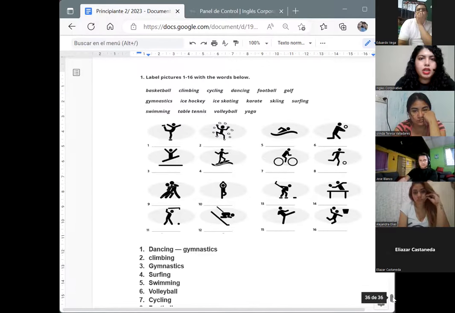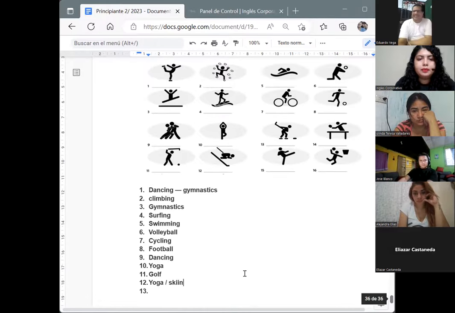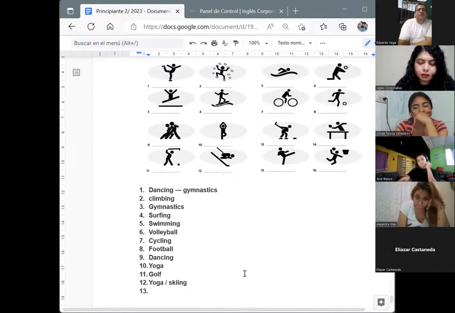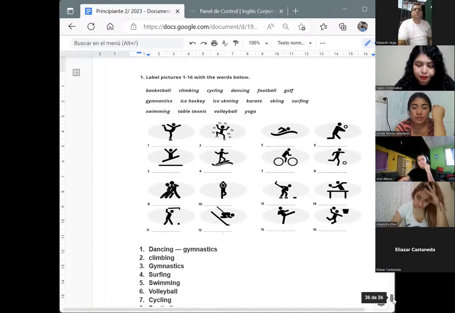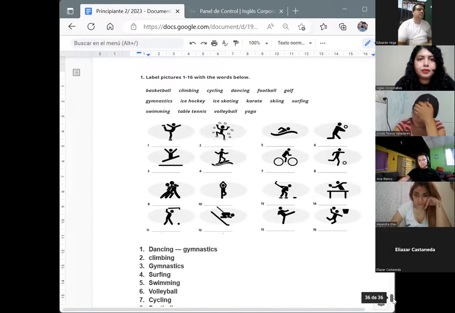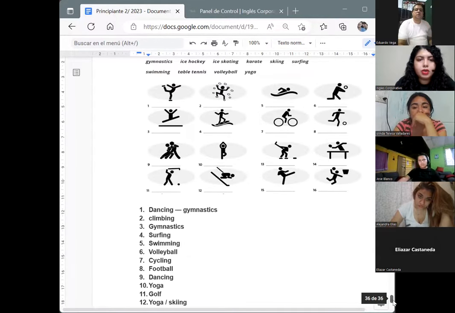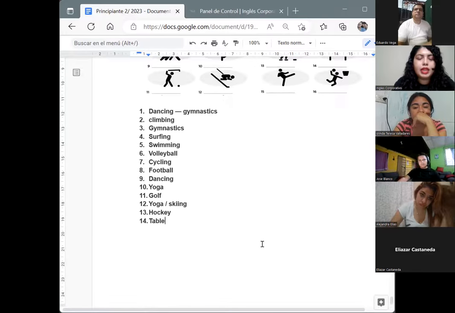Now, we're going to see number 13, número 13. What is he doing? Hockey. 14, número 14. I'm going to move to the names. Table tennis. It says we have table tennis. Very good. Table tennis.